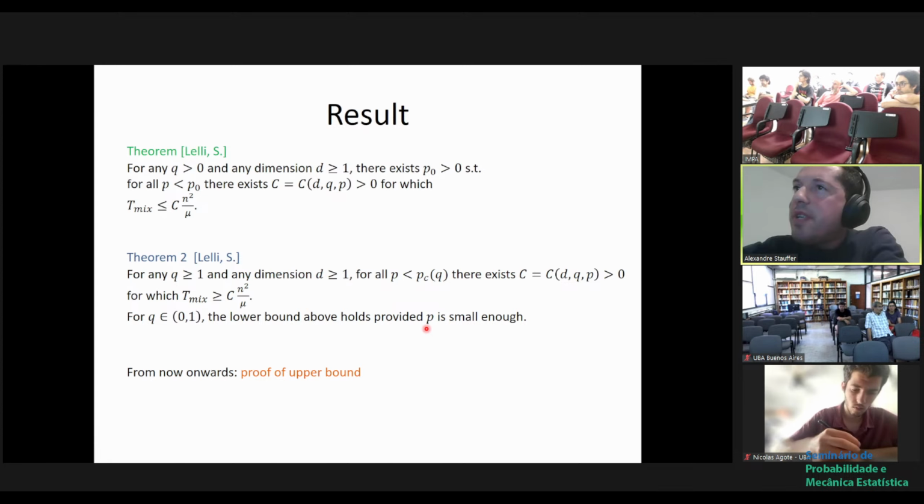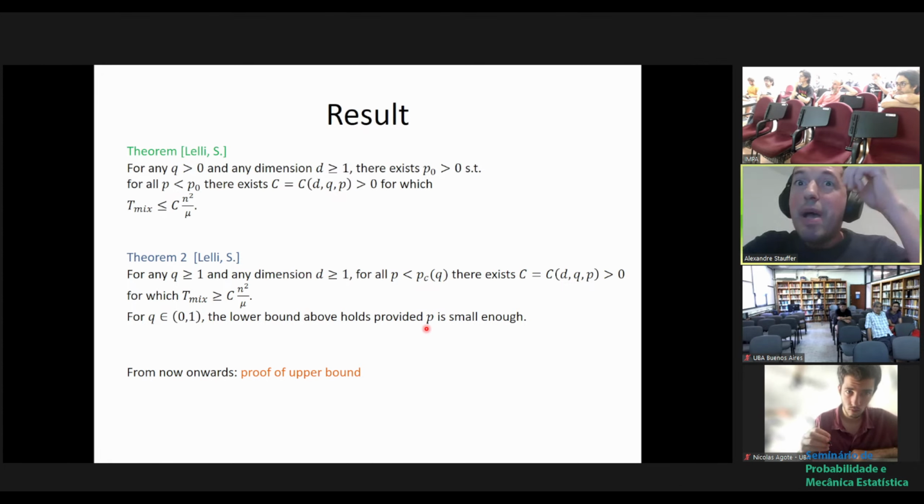Okay, so my goal for the rest of the talk: the results are unsurprising, because the main important thing is the proofs. So my goal now is to give you the ideas of the proof.